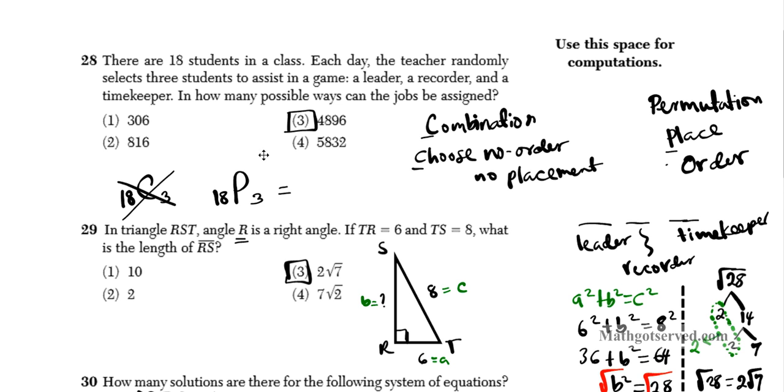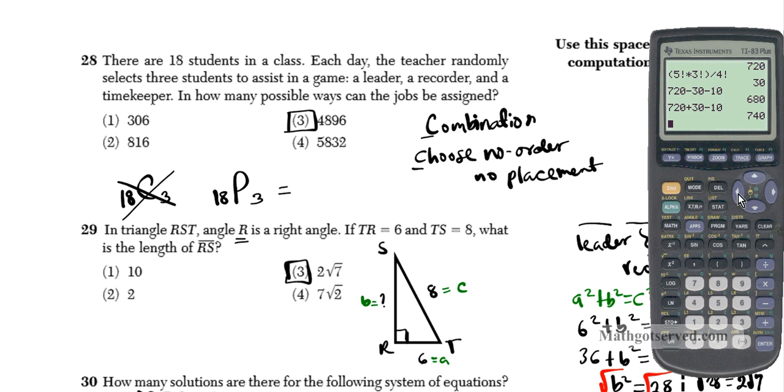In order to compute 18P3, you can use your calculator or do it manually. Since you can use your calculator here, you might as well go ahead and use it. I'm using a TI-83. You're going to go 18, and then you can go to catalog to look for nPr since you're using permutation. Second function 0 will take you to the catalog, and then scroll. Let's use n. I'm going to type n.